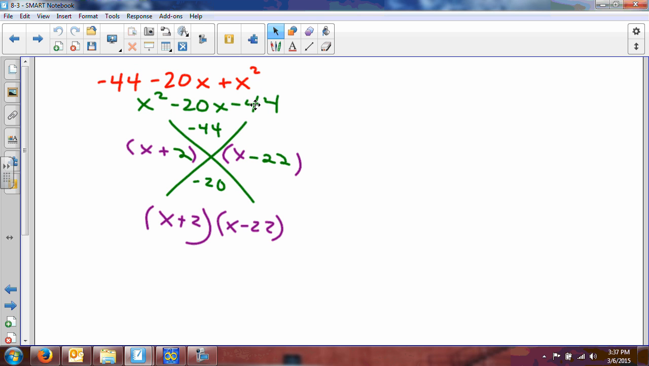Now here, we're a little bit out of order, but that's okay. We're going to just rearrange. x squared, x to the first, number by itself. So now I have a and b and c.